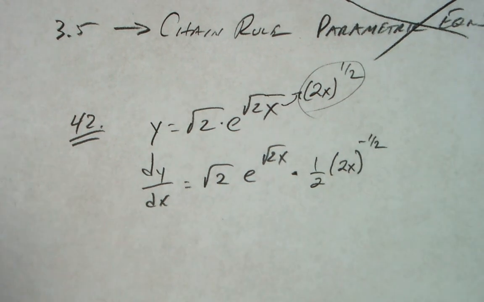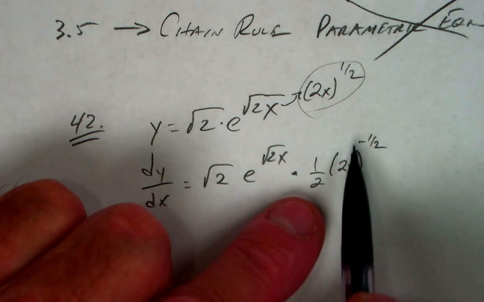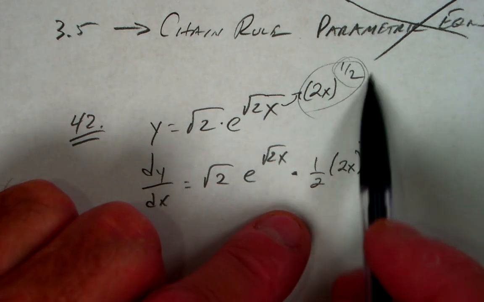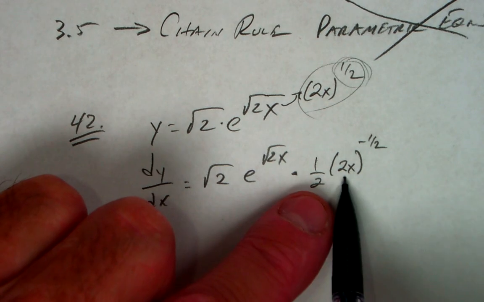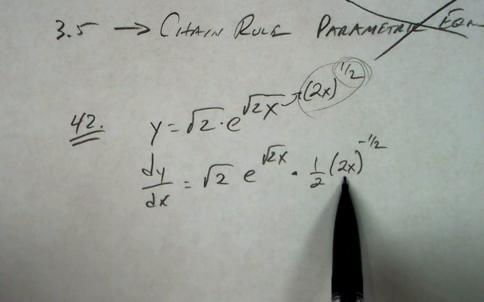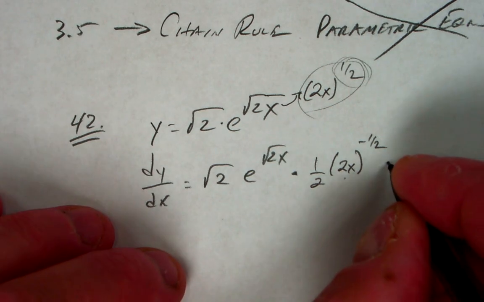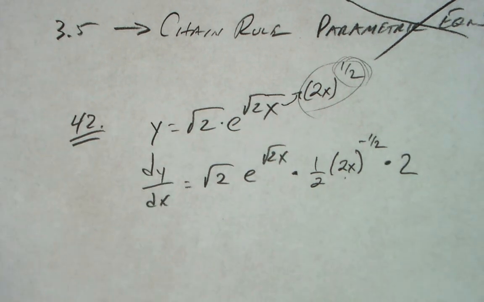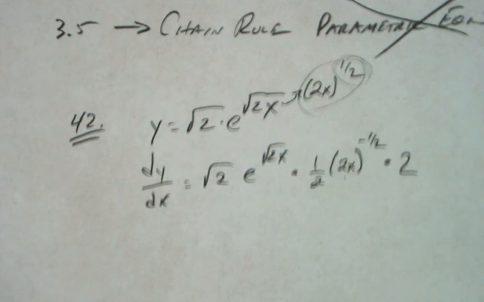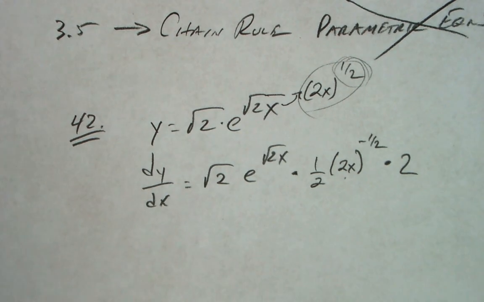Am I done? No, this is a chain inside a chain. Because now I just found the derivative of this something to the 1/2 function. Now I've got something when I'm done. Ooh, something inside of that has a rate of change as well. So I got to take this times 2. So did you get the 2 because it's with the x in the parentheses? Yes. Yep.